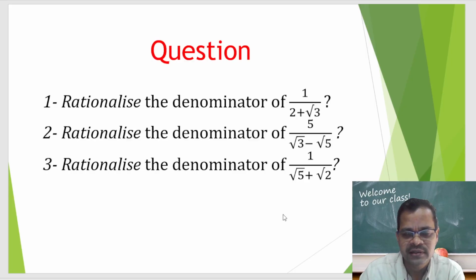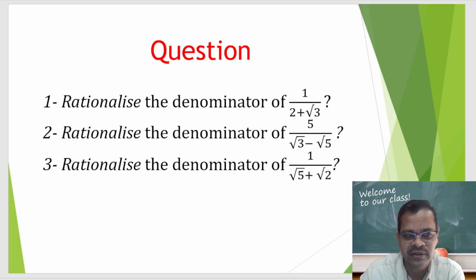Here the question says, rationalize the denominator of 1 by 2 plus square root of 3. So there are three questions here. One is 1 by 2 plus square root of 3. Another is 5 by square root of 3 minus square root of 5. And third one is 1 by square root of 5 plus square root of 2. Today I am going to give you one specific concept to solve this kind of questions. So whatever the question comes, whether the plus sign or the minus sign, 2 square roots or 1 square root, you will be easily able to answer these questions.